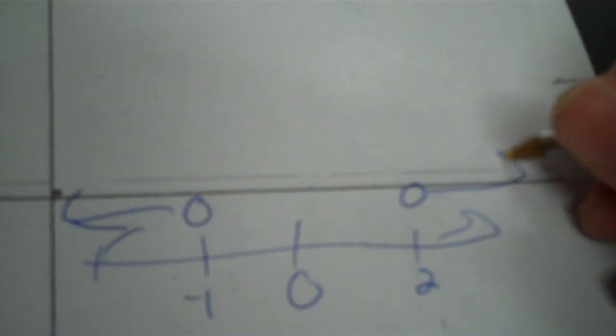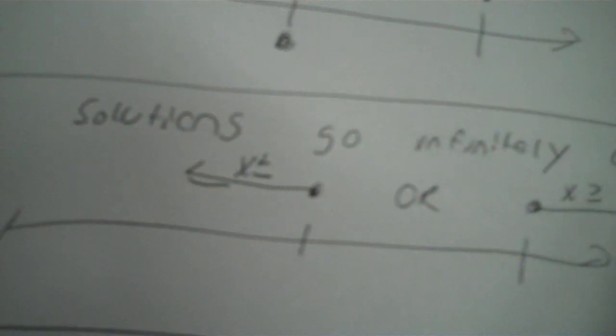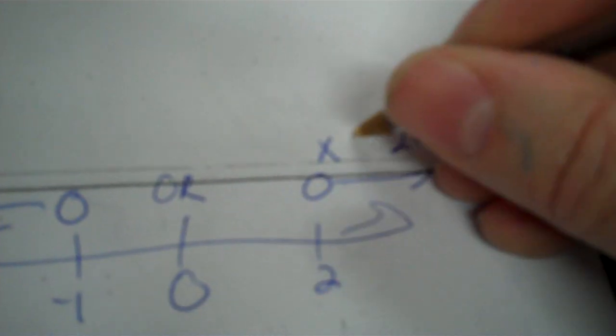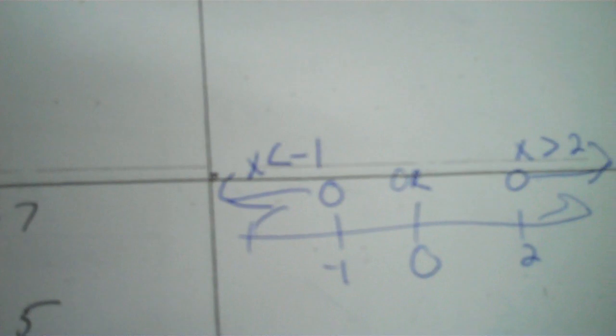So less than negative 1, okay, that should go this way from the negative 1. Greater than 2. Okay, now they go apart, so the way to label that is or. You just put x greater than 2, this way is greater. x less than negative 1, this way is less.